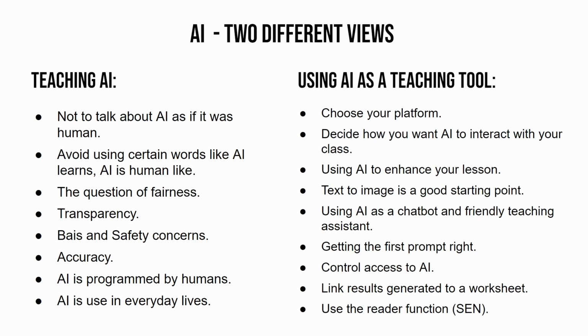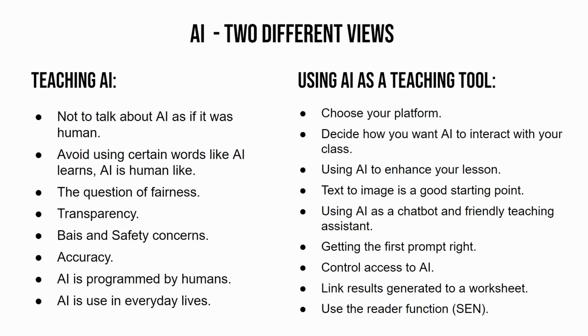You then need to decide how you want AI to interact with your class, and you're going to be using AI to enhance your lesson. Text to image is a brilliant starting point, and I'll give you some examples of that in a minute. It's a brilliant starting point with AI, and Canva is brilliantly suited to this. And using AI as a chatbot and a friendly teaching assistant, which we're going to see how that works in a minute.